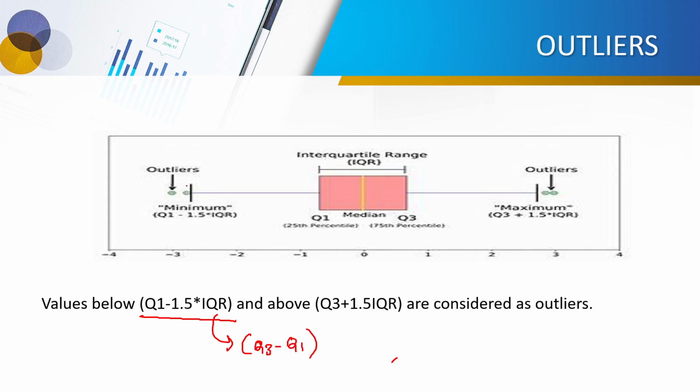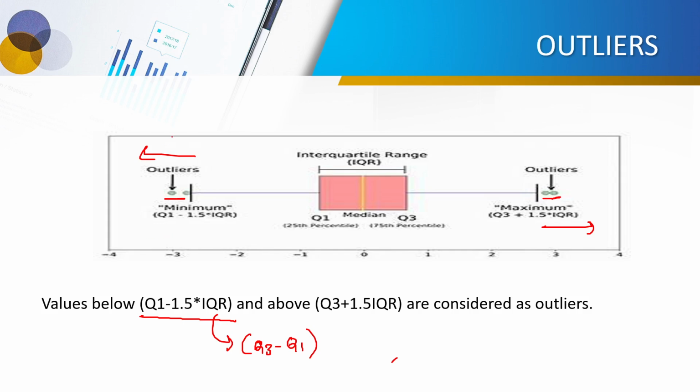So the values which are below Q1 minus 1.5 IQR are considered negative outliers, and values which are beyond Q3 plus 1.5 IQR are considered positive outliers. So here you can see these green dots, these are positive outliers, and these small green dots are the negative outliers. Okay? So this stuff we covered in the last class. Now in continuation with this, we will go to the next part.